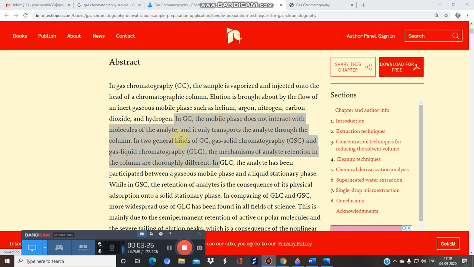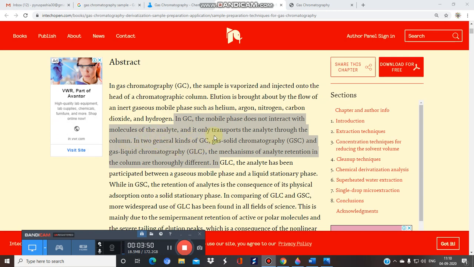See this important point. In gas chromatography, the mobile phase does not interact with the molecules of the analyte, and it only transports the analyte through the column. It means the mobile phase, the carrier gas, has only one function, that it will carry the analyte. It does not interact with the components present in the mixture.